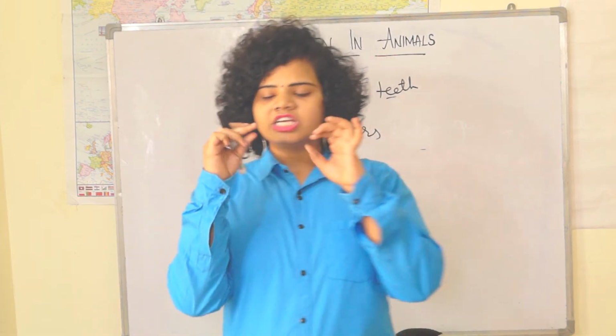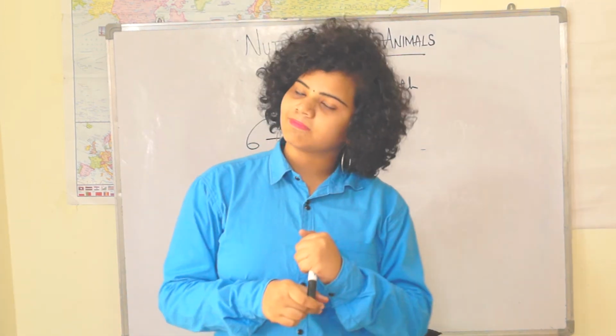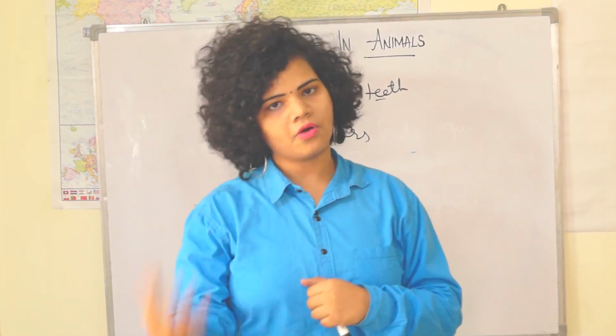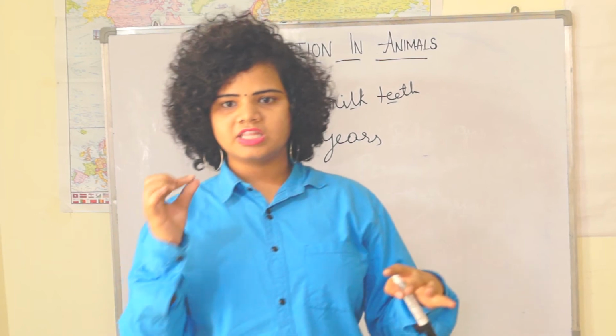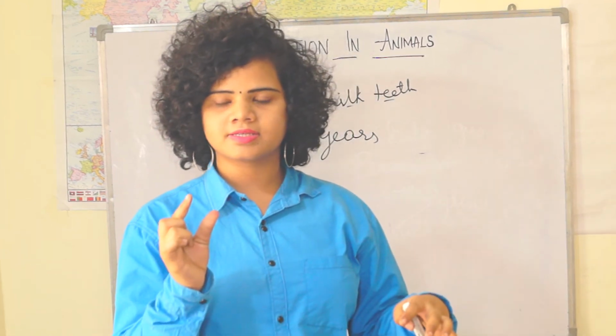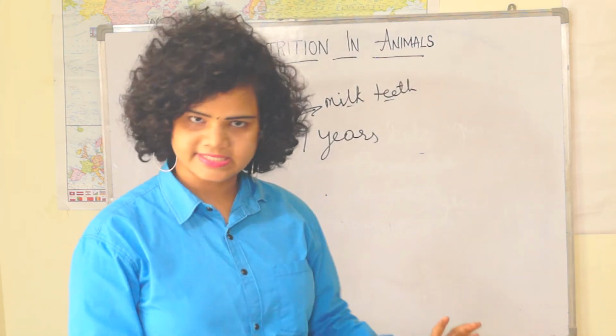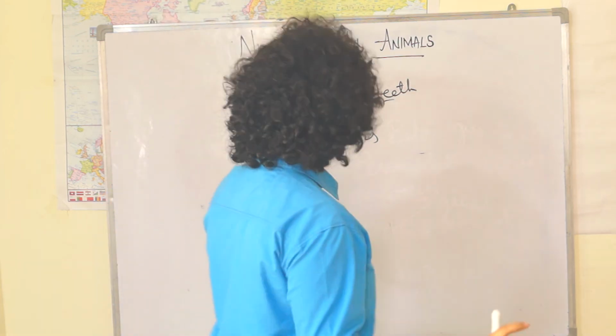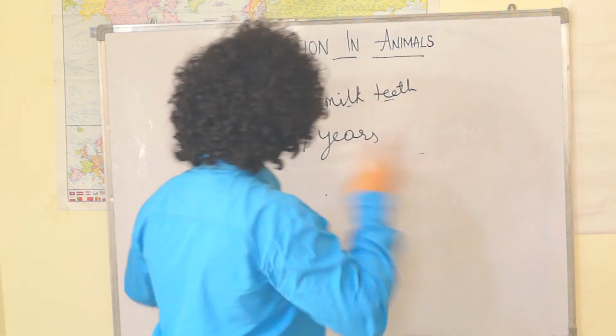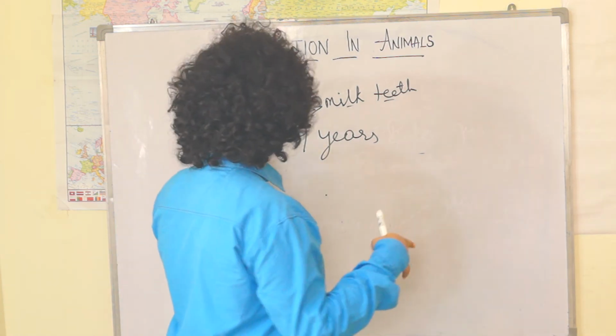And these permanent teeth may last when you grow old, or else they may fall because of some tooth decay or toothaches. Also, as your life lasts, the permanent teeth will also last. So this is how we learned about milk teeth and permanent teeth between the age of 6 to 9 years old.